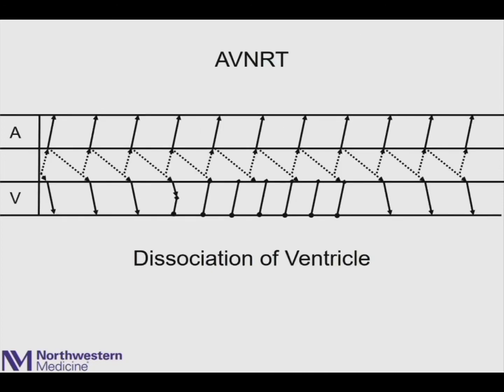Other things can happen. You can dissociate the atrium from the ventricle completely, or the ventricle from the tachycardia. Sorry, you can just completely dissociate the ventricle from the tachycardia. That doesn't rule out AV nodal reentry. The AV node is what's the source of the reentry. The ventricles are not part of the circuit.